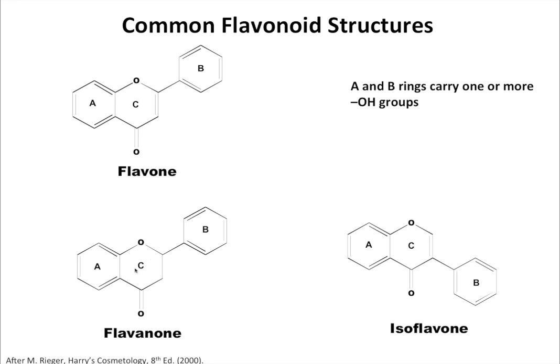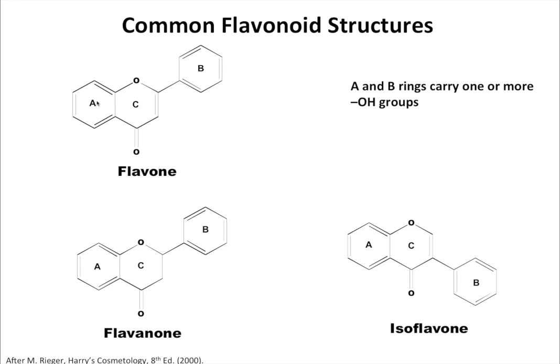You can see that the C ring is almost the same in all cases, except in flavone and in isoflavone, you have a double bond on the right side. The difference between these two is that the B ring is up in the number 2 position here, and it's in the 3 position in the isoflavone molecule. But otherwise, the molecules are the same. The flavanone, as you can see, does not have the double bond, but does have the ring sequence similar to that of flavone. So it just differs in the double bond.